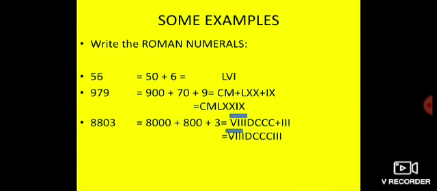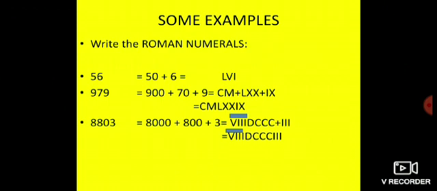Let's do some examples of writing Roman numerals. The first number is 56. It is formed by adding 50 and 6. So the Roman numeral for 56 is LVI. Next is 979. It is equal to 900 plus 70 plus 9. So the Roman numeral that we get is CMLXXIX.